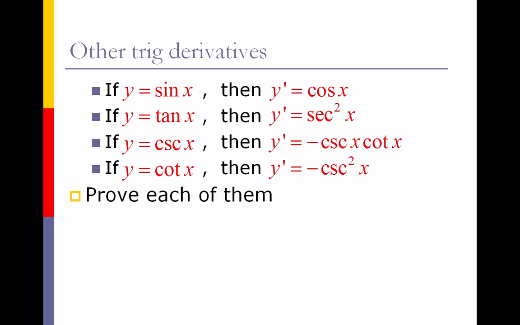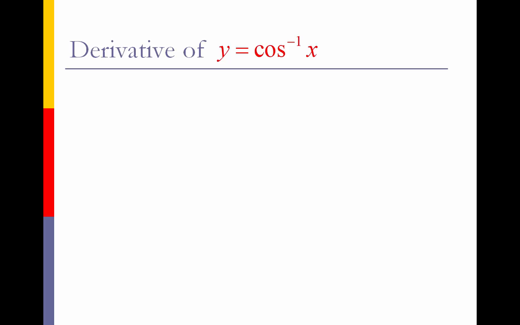What I want you to do is to prove each of them, and also if possible memorize them. It's not an absolute must, but certainly the more you can memorize, the easier it's going to be once you have to deal with more complicated functions. If you don't have to look up or even worse prove these formulae each time, it's going to be a lot faster. Alright, so what about derivatives of inverse trig functions?